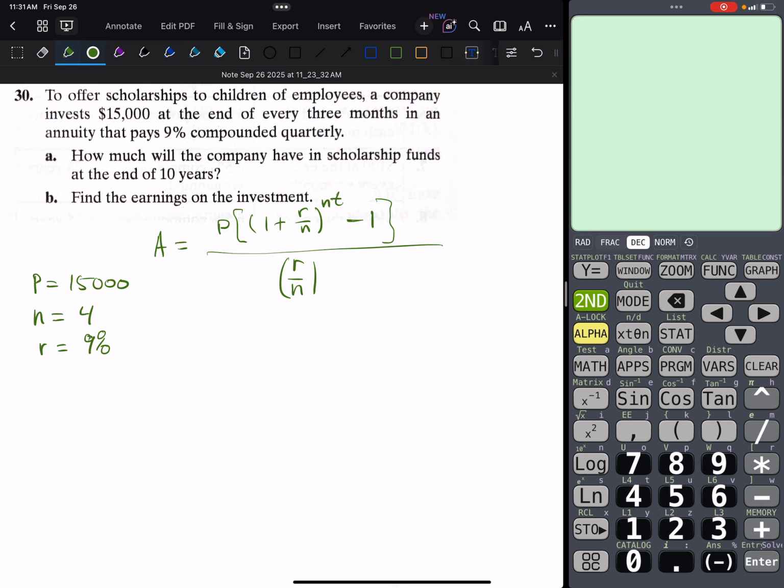Okay, well, that's almost all we need. The last thing we need is the time in years, and that's given to us in part A of the problem. That's 10 years. So t equals 10 years.